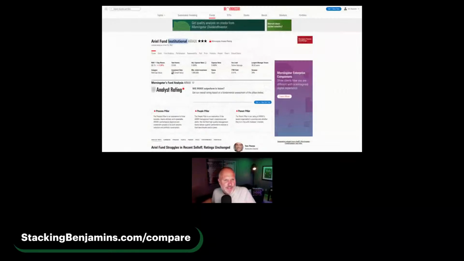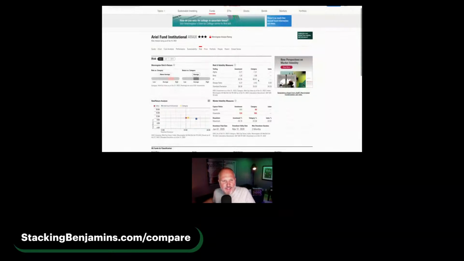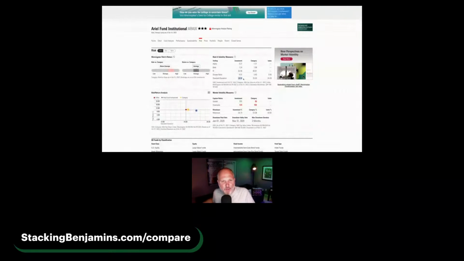Okay, Ariel Fund. Let's go back to risk here. Click over on risk. It says above average risk, average returns. Take a look at this. My beta is about 24% higher. It takes more risk than the category takes. And then the standard deviation is higher, 23.9. So this fund, the Ariel Fund, versus the one that Malcolm showed me, takes more risk.